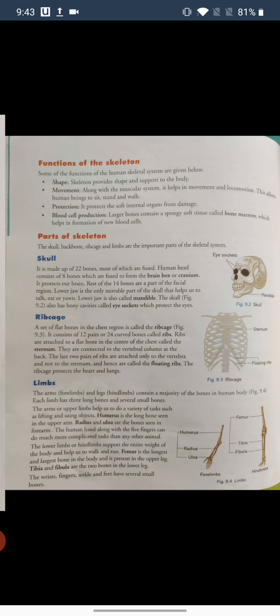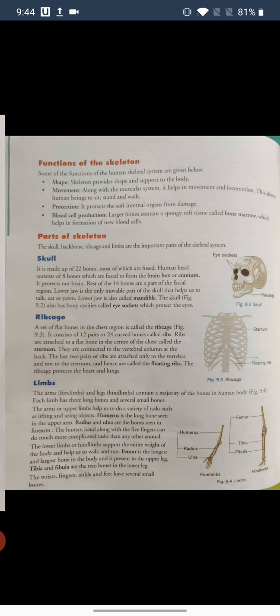The arms or upper limbs help us to do a variety of tasks. What kind of tasks can we do? We can do lifting and use them to lift many objects. The long bone present in the upper arm is known as humerus. And 2 bones are seen in the forearm, that are radius and ulna. The human hand along with the 5 fingers can do much more complicated tasks than any other animal.